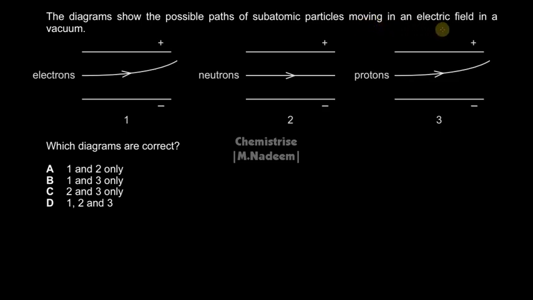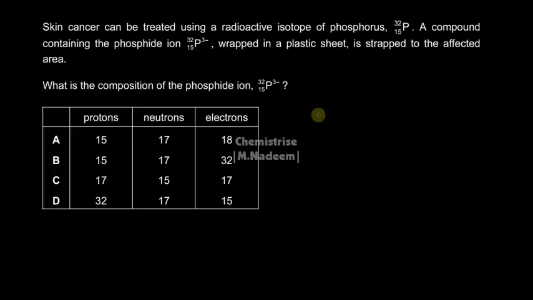So in the next question we have diagrams to show the possible path of subatomic particles moving in an electric field in the vacuum. Which diagrams are correct? We have electrons bending towards the positive plate. That's fine. Electrons carry negative charge and they bend towards positive. Neutrons have no charge, and they are not deflected towards either plate. That is also fine. Protons carry positive charge, so they should not be deflected towards the positive. So this is a wrong diagram. So we have 1 and 2 only. So answer is A.